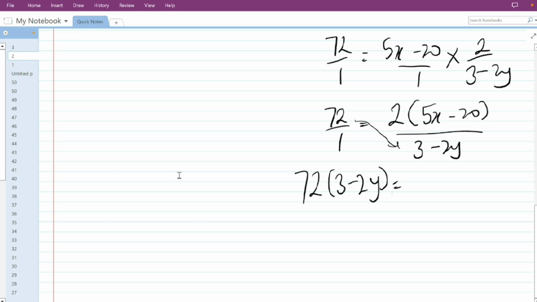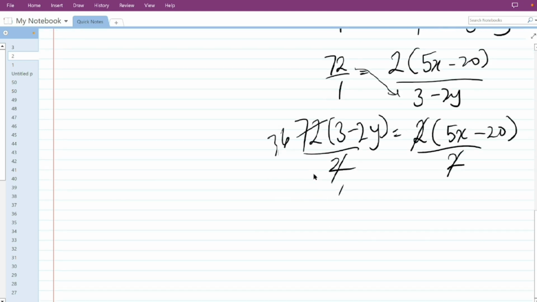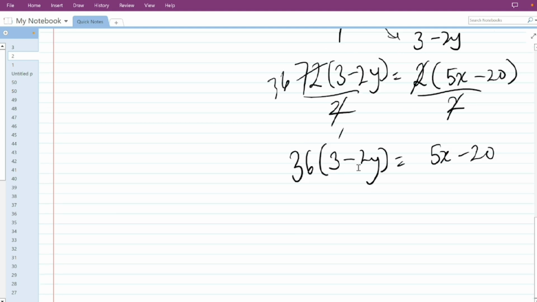Then on the other side, we have 1 times 2 into open bracket 5x minus 20. 1 times anything is that thing. So we have 2 into open bracket 5x minus 20. We can choose to open the bracket by multiplying 72 by the values and 2 by this, or we can choose to divide both sides by 2 to get rid of the 2 to make our work simpler. So if this cancels this, 2 in 72 is 36. It's allowed in math. You should know all the rules guiding your math by now. So we have 36 into open bracket 3 minus 2y close bracket equals 5x minus 20. We do this 36 affects this 3 and this minus 2y.